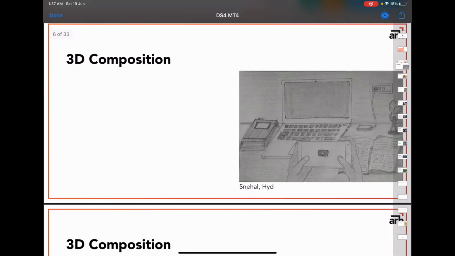Then we move on to 3D composition. This is by Snehal. She's from Hyderabad, as I said. So this is a fairly good 3D composition. I generally tell my students that whenever you are doing a 3D composition, don't try to involve your own engagements into this. So she has used all the elements. You have laptop, you have books, you have phone, you have charger, all these things. She has also added other elements.